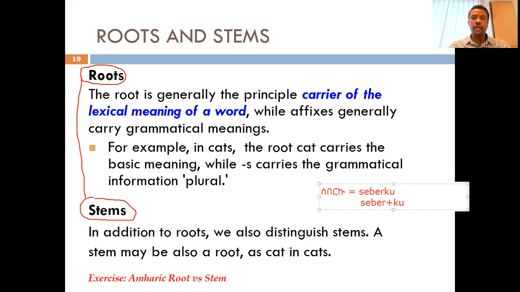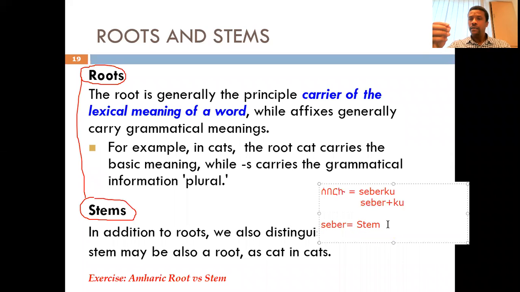If we change the subject marker ku to sh or h, it keeps going: sabbark, sabbarsh, sabbaru, sabbarachu. So sabbar is a main word. In this main word you are going to attach many prefixes and suffixes to give it many meanings. So we call sabbar a stem, which means it is the main source of the meaning.